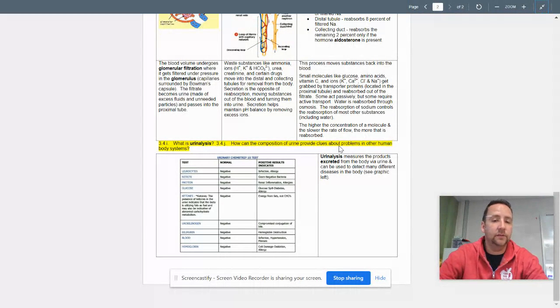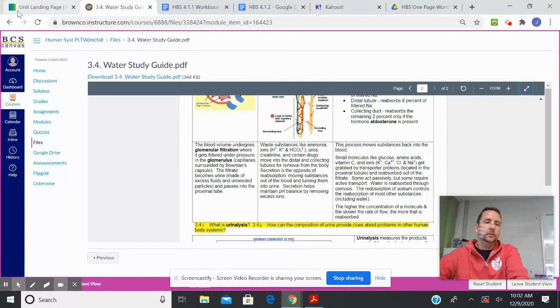Then urinalysis, looking at results of that and being able to interpret those results and how they relate to a condition. So, the quiz will be pretty straightforward. You guys should do okay on that.